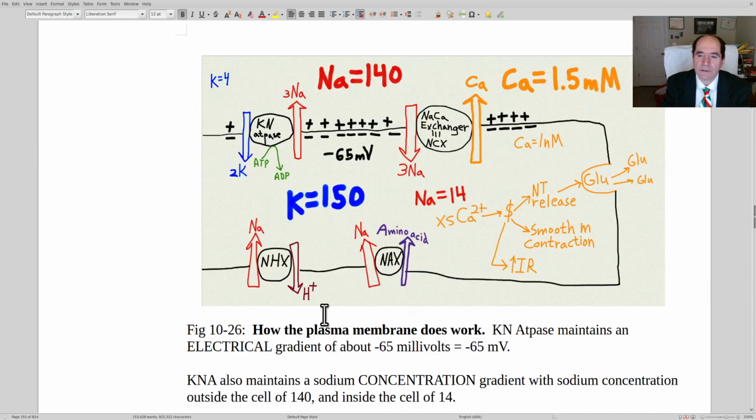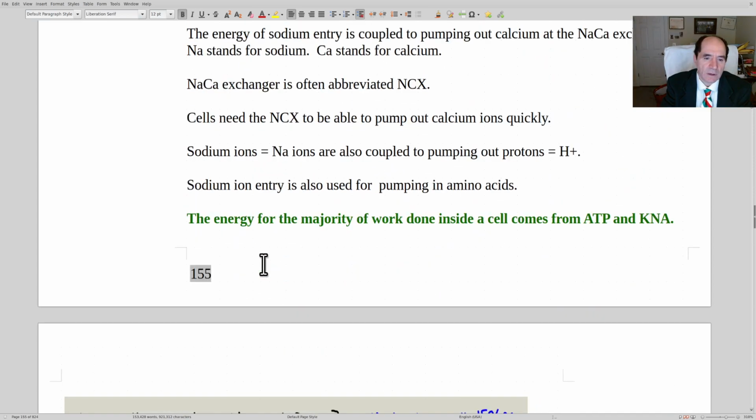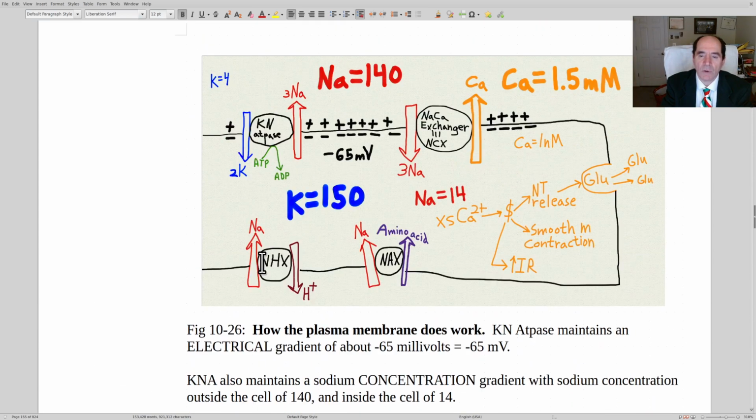Okay, here's a little more detail on how a cell works. As a matter of fact, maybe we're about ready to call this. Yeah, I think we'll call this for now. So that's going to be the end of chapter 10b, and I'll start up in chapter 10c with this slide here.